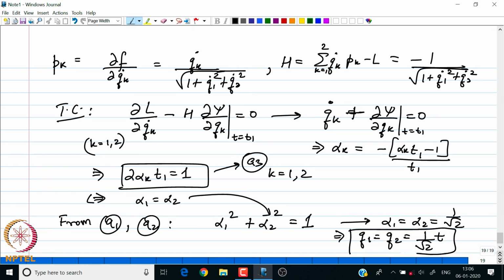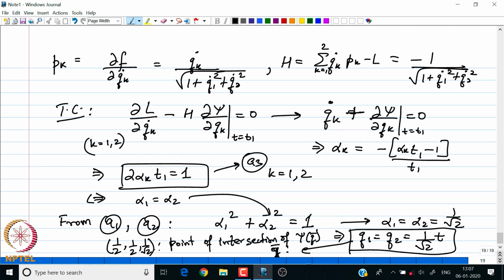So, I have found the extremal, and students can check that for this extremal the point of intersection of the curve psi of q bar with the extremal q bar is at the point (1/2, 1/2, square root 2). This needs to be checked, and I leave it to the students to check, since everything is given to us.